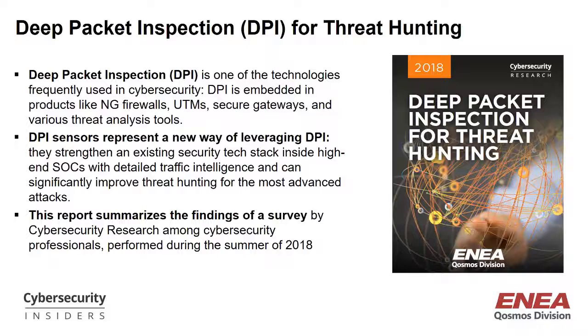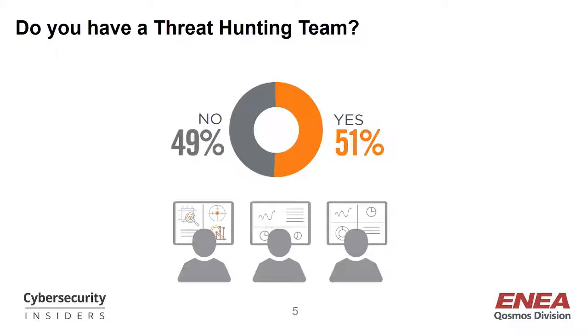All right, let's look more closely and dive into the key findings of the DPI survey we conducted among security professionals during the summer of 2018. One of the first questions we asked in the survey was, do you have a threat hunting team? Very simple question, right? As cybersecurity threats have become more prevalent and more sophisticated, many organizations are creating dedicated threat hunting teams that use tools and tactics, including advanced analytics, to proactively find and address threats and vulnerabilities. The results to this question are quite evenly split, right? Half of the survey respondents said their organization already has a threat hunting team in place, while the other half says they don't.